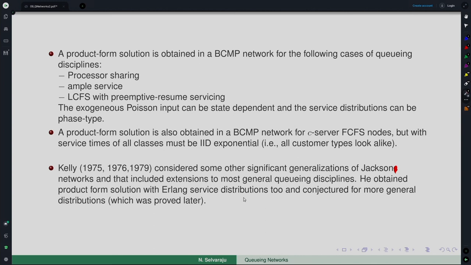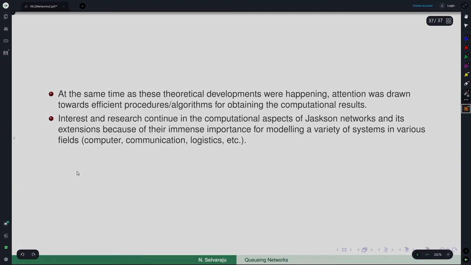So, this BCMP extended network and Kelly's extensions, in fact, Kelly's book Reversibility and Networks is available freely online, and it contains lots of work that he had done up to that point of time. It is a very good resource if you are looking for more details on networks. So, these are the theoretical developments.